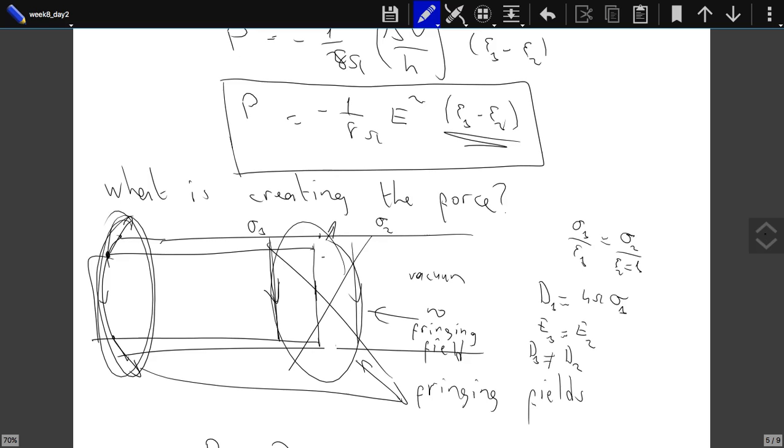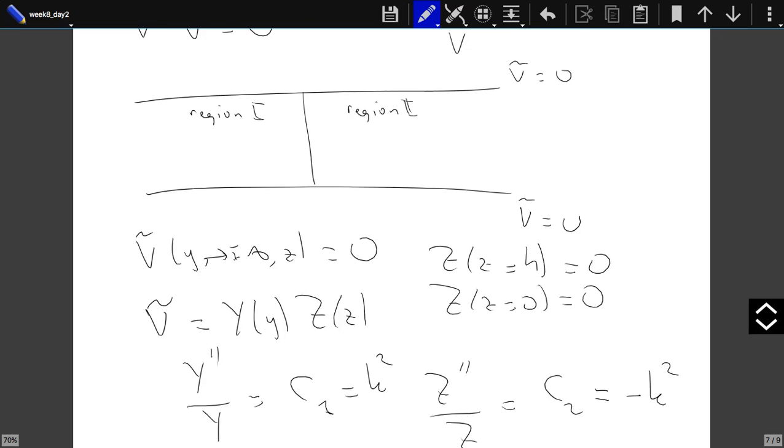Is there a surface bound charge at the interface here? Yeah, there is a jump in the electric field, basically, if epsilon 1 and epsilon 2 are different. If the electric field jumps, is there a jump?